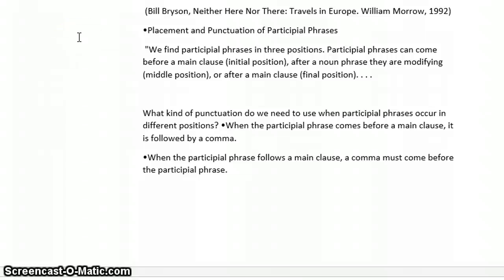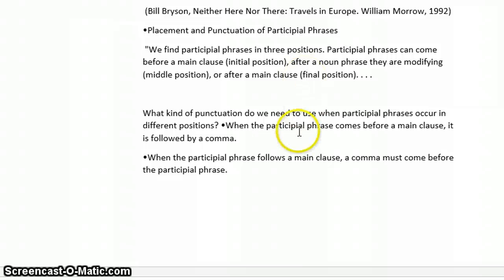The initial position is before the main clause. Then the main clause is your subject, verb, and complete idea. Initial position, if we have it before the subject, verb, and main idea, we must set it off with a comma. The next position is the middle position. We can put it after the noun phrase that they modify, or we can put it in the final position, which is after the whole complete main clause.